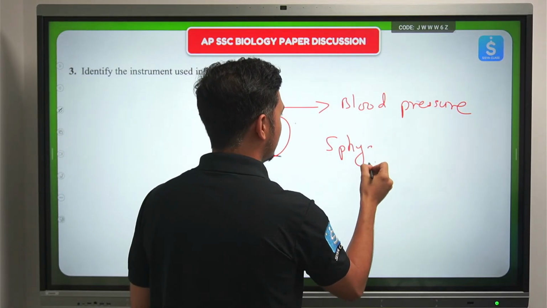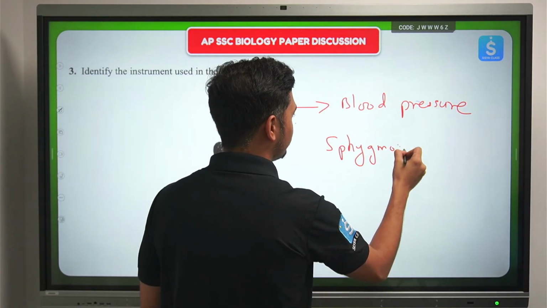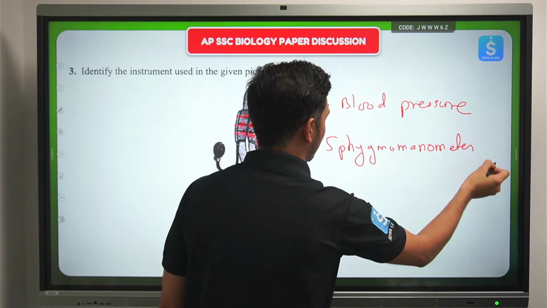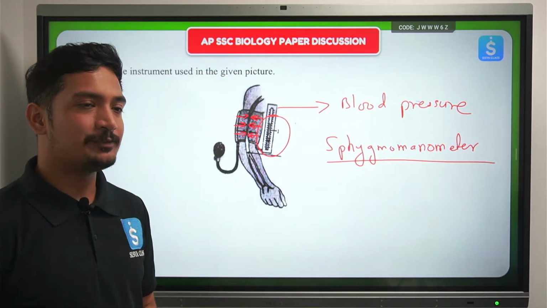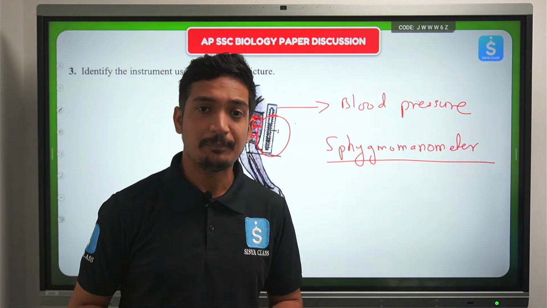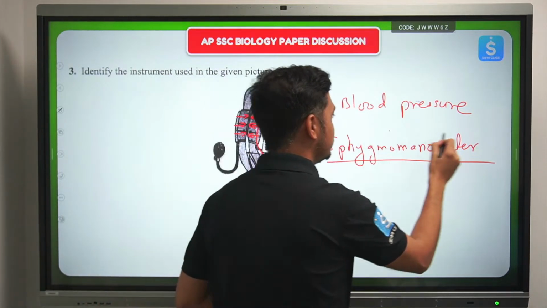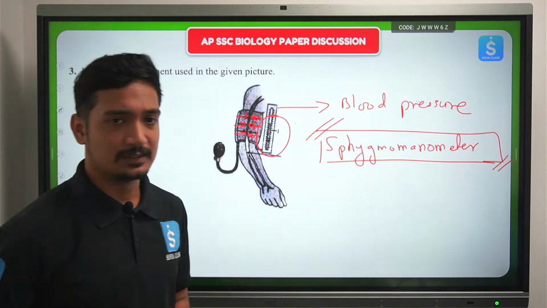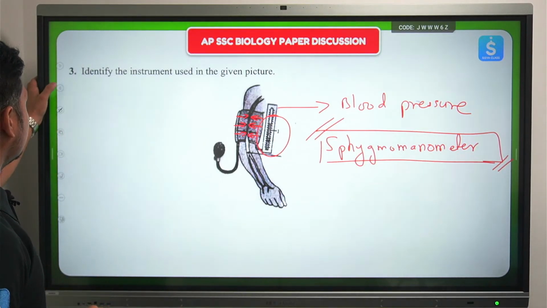sphygmomanometer. Sphygmomanometer, one of the biggest words over here. So this is the correct answer in this case. If you have written this, then you have got the correct marks.